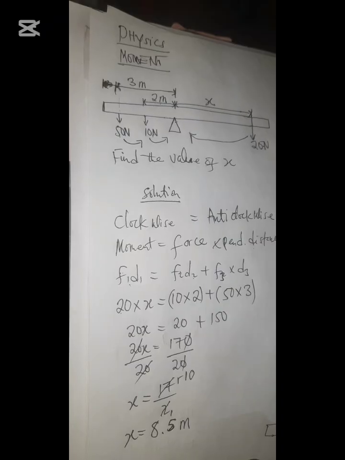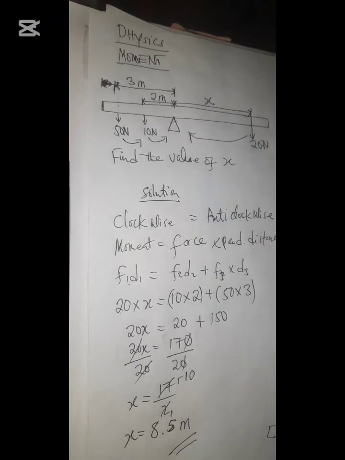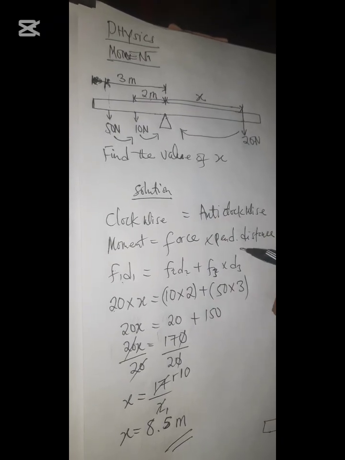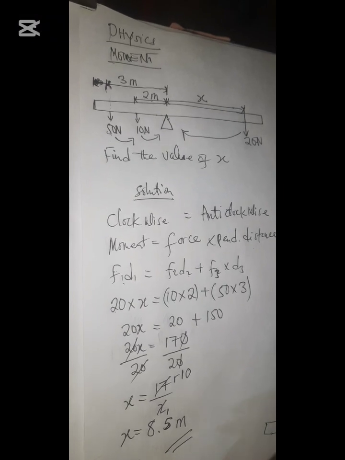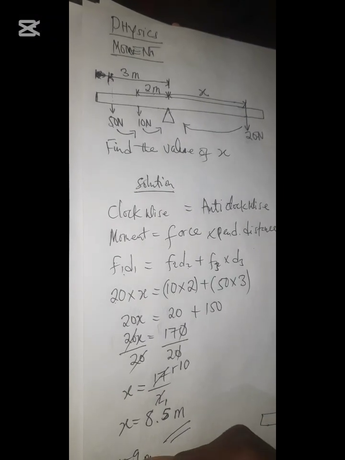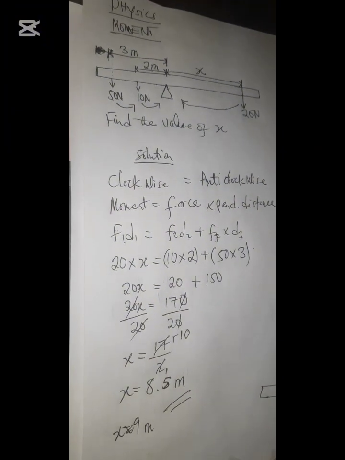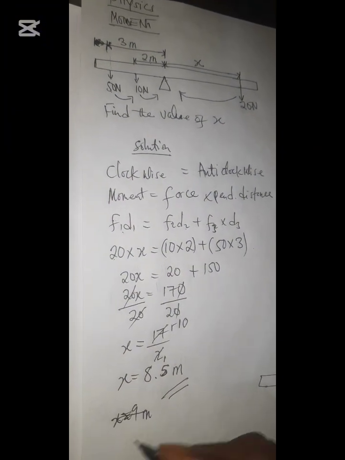This is the value of x. We are asked to calculate the value of x. 8.5 meters is approximately 9 meters.